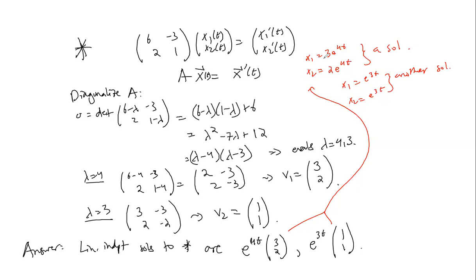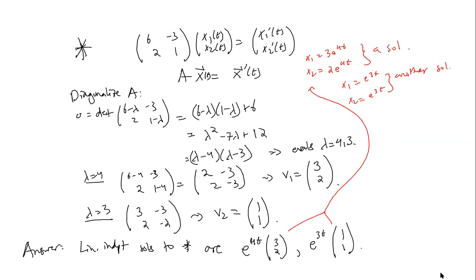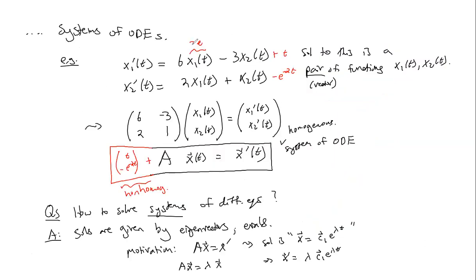And if you want, you can plug that in, right? If you plug 3e to the 4t and 2e to the 4t into your original system over here, if you plug in x1, which is 3e to the 4t, and x2, which was 2e to the 4t, then it should satisfy this differential equation.